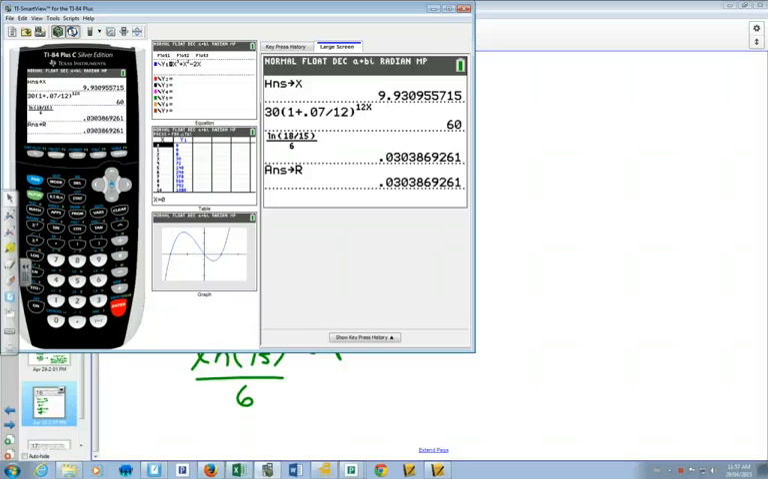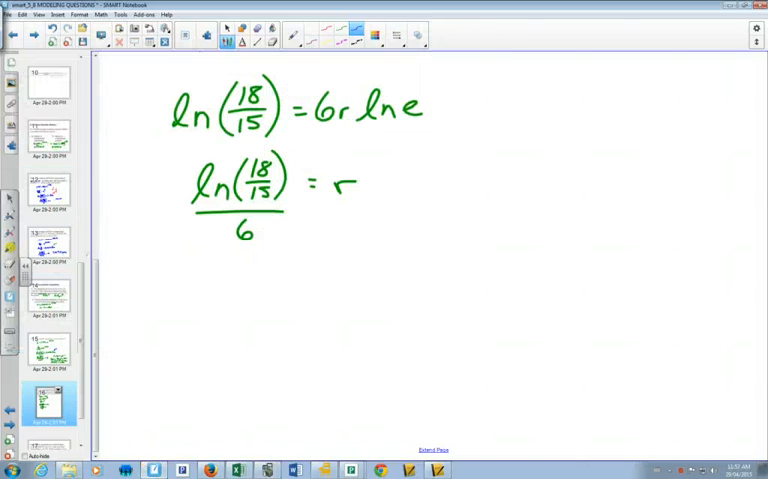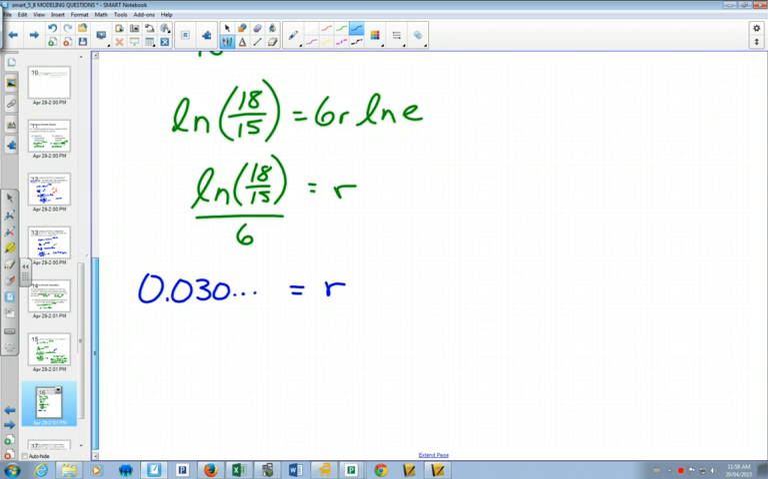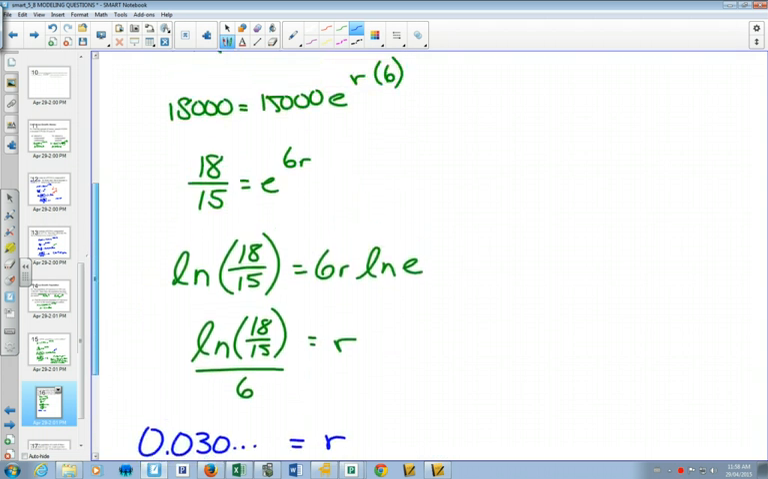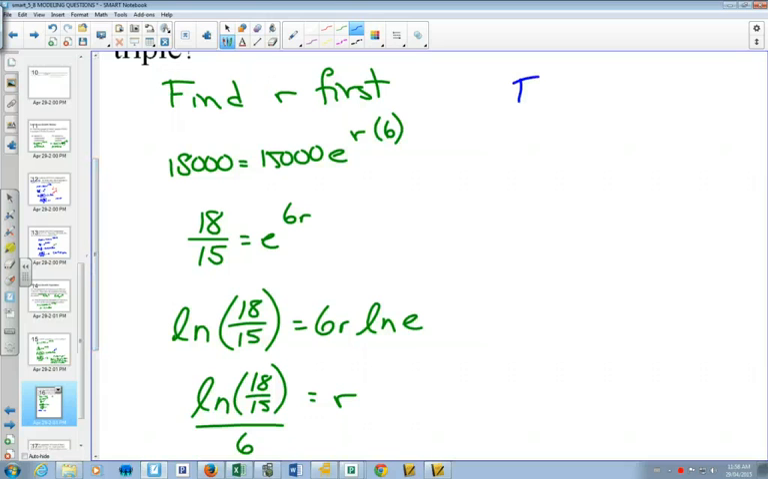So one way that you can show this on your exam is just start writing the number and put some dots to show that you're keeping all the decimal places all the way through. Now that we've found R, now we can find the amount of time it takes to triple.